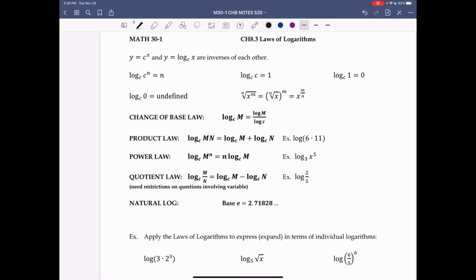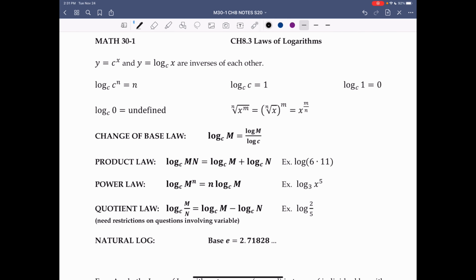Chapter 8.3 Laws of Logarithms. Y equals c to the power of x and y equals log c of x are inverses of each other. Recall that for the exponential function, we have that c is greater than 0 and also c cannot equal 1. For the log function, we have that as well: c is greater than 0 and c cannot equal 1. And then we also have that x will have to be greater than 0.